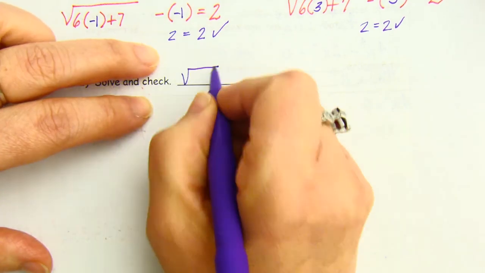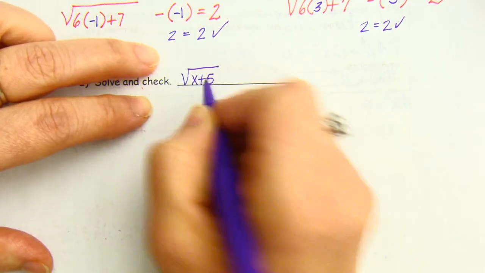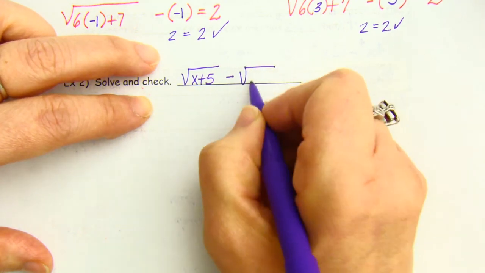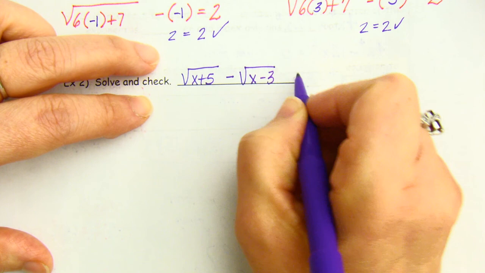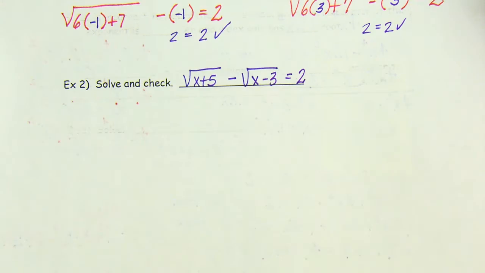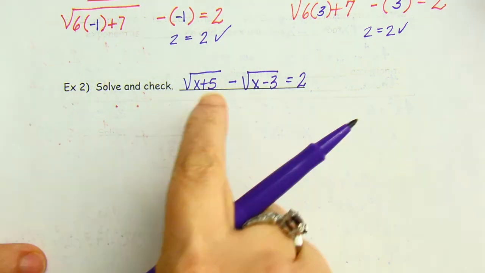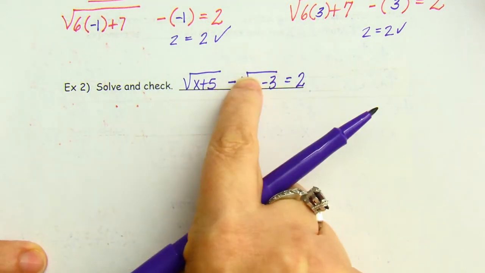Square root of x plus 5, subtract square root of x minus 3, equals 2. Now you still do have to isolate, and you're going to end up with a radical on the other side as well, but that's okay because then you're going to isolate again. So this one's just recursive. Because this is negative, I'm going to move that to the other side.